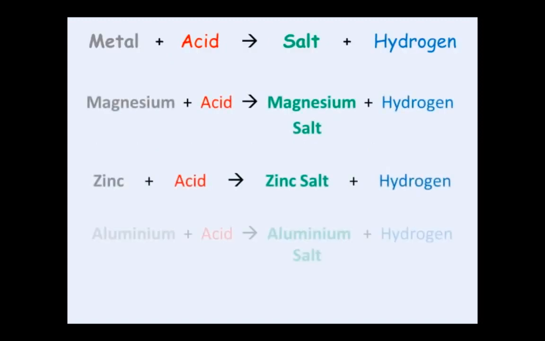So metal plus acid makes a salt plus hydrogen, and it's the metal used that determines the first part of the salt's name. When magnesium is used, it's a magnesium salt. When zinc is used, it becomes a zinc salt, and when aluminium is used, it's an aluminium salt that's formed. And each time, remember, you also get hydrogen gas released.